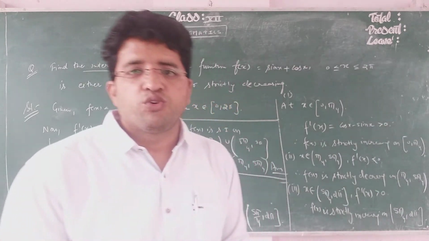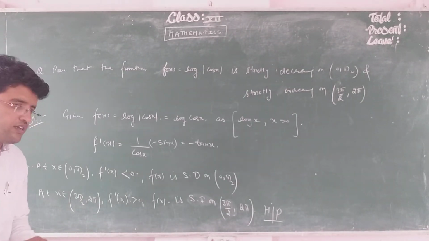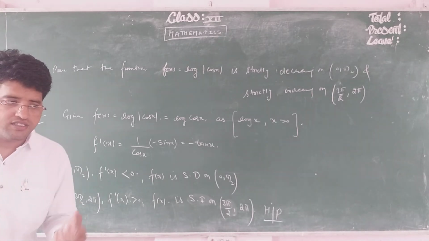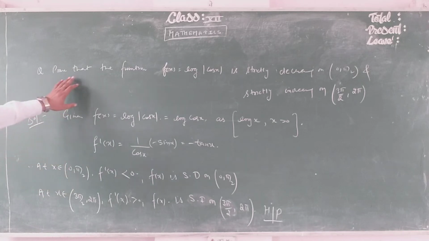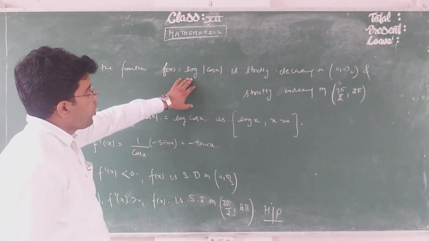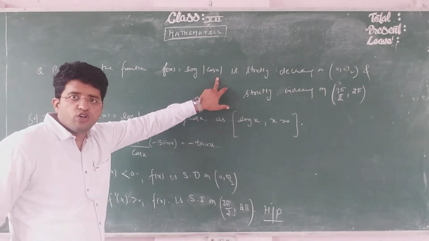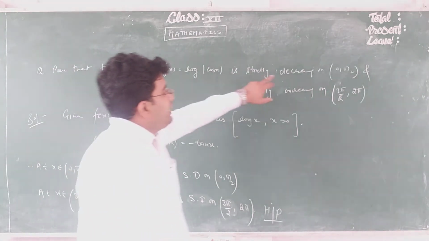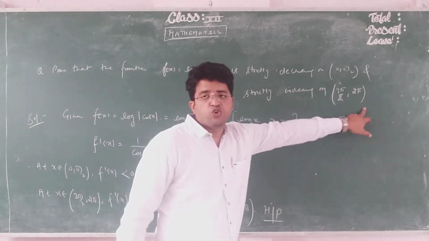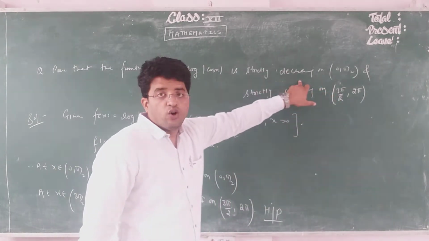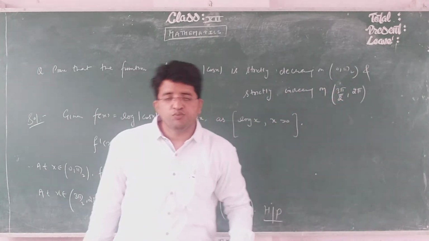Well, let's have one more question right now. So students, just a simple question is there, but some typical point is there. Don't confuse about it. Prove that the function f(x) = log mod of cos x. First of all, you will be confused about the modulus of cos x. So don't panic about it. It is strictly decreasing on 0 to pi by 2 and strictly increasing on 3 pi by 2 to 2 pi. We have to prove this.